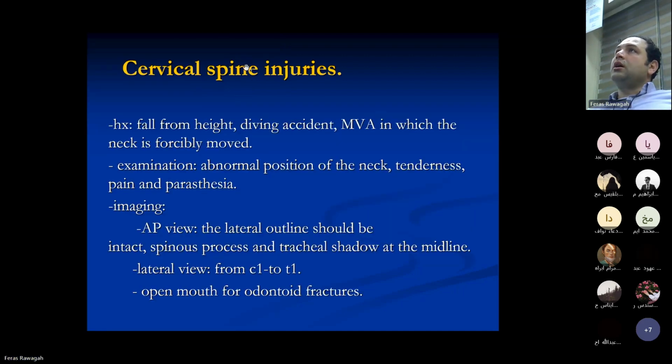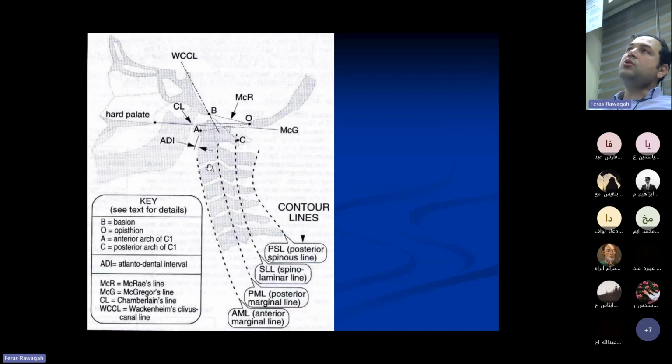So the cervical spine injury can result from fall from height, diving accident, or motor vehicle accident in which the neck is forcibly moved. On examination, there is abnormal position of the neck, tenderness, pain, and paresthesia. Imaging: in the AP view, the lateral outline should be intact, and the spinous process and the tracheal shadow at the midline. In the lateral view from C1 to T1, and open mouth for dens fracture, but we usually order the CT, not the X-ray. And those are the contour lines where we look for the alignment.